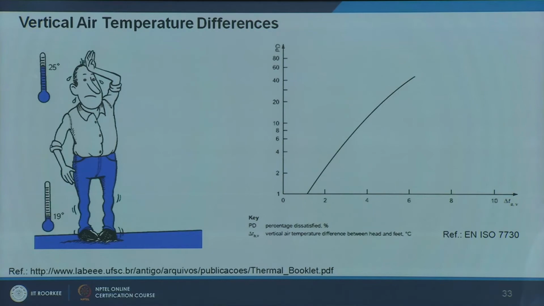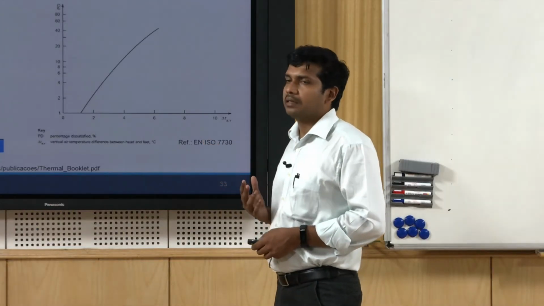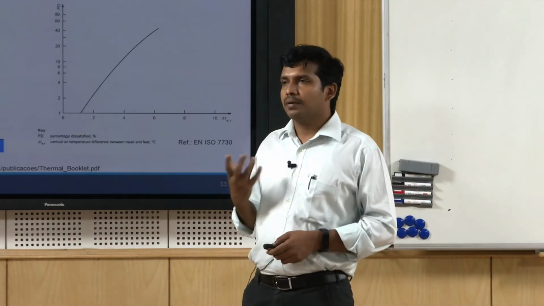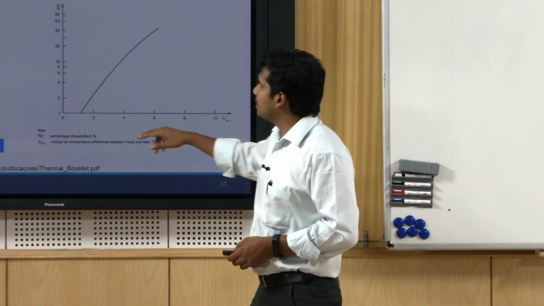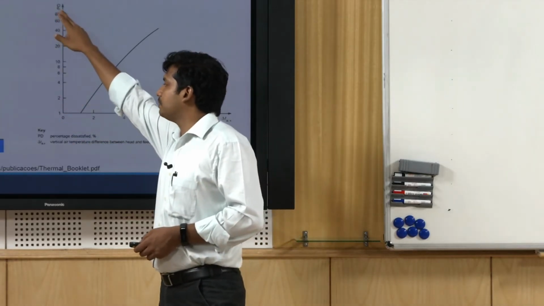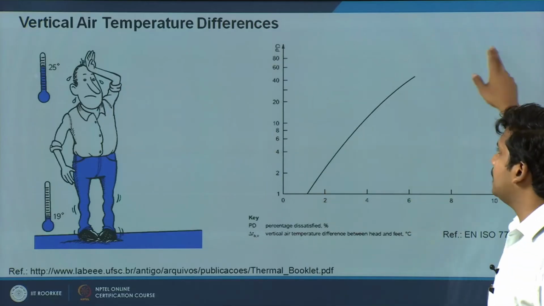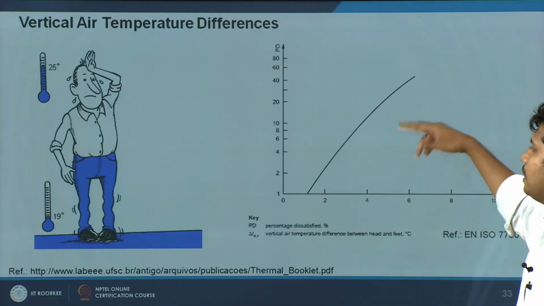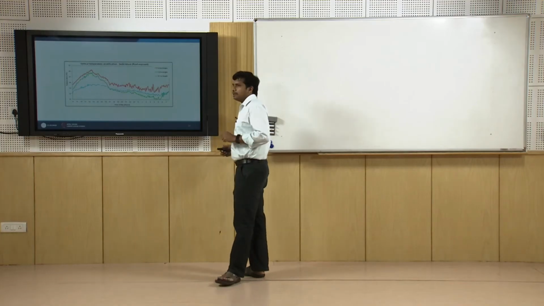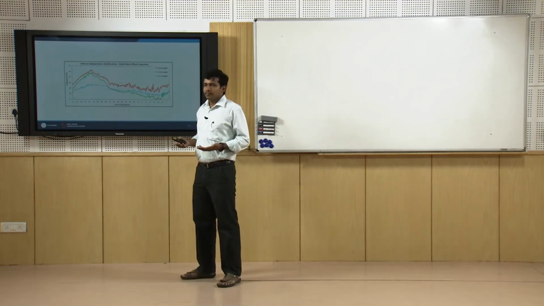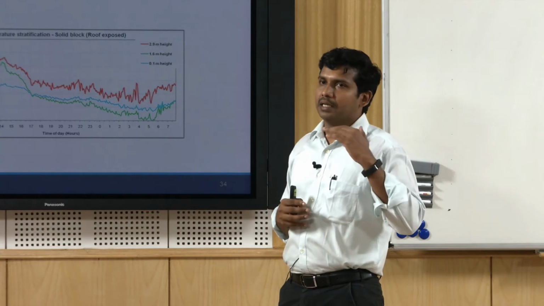Vertical temperature difference occurs both in air conditioned as well as non-air conditioned, so-called free running spaces. As the vertical temperature difference increases, the percentage of dissatisfied, PD, increases. It is not so linear, but still it is directly proportional. As this increases, this will also increase. Typically in air conditioned spaces, cold air settles down and warm air rises up, so naturally you will have a vertical temperature stratification or difference.